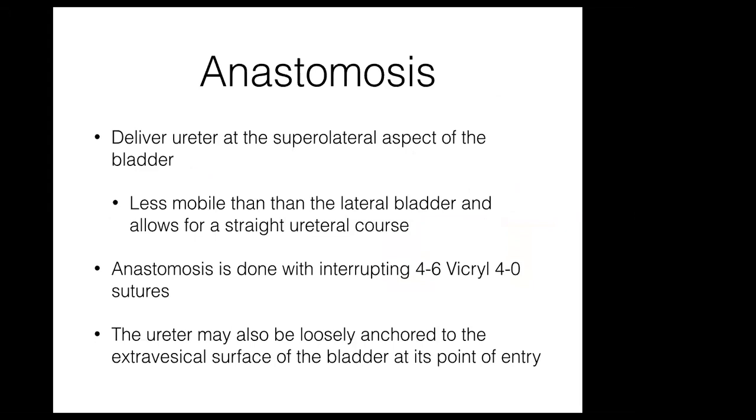You deliver the ureter at the superior lateral aspect of the bladder because in that region it is less mobile than the lateral bladder and it allows for a straight ureteral course. You perform your anastomosis with interrupted 4 to 6 Vicryl 4-0 sutures. And you may also loosely anchor the ureter at the extravesical surface of your bladder at its point of entry.